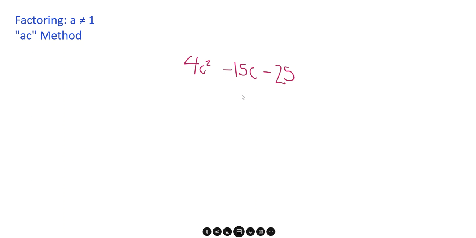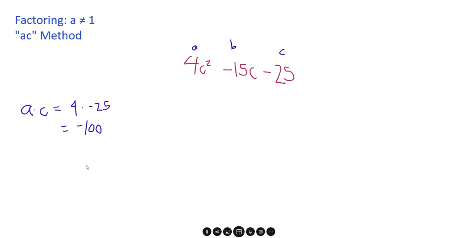So again, a little bit bigger numbers, that's okay, we can do it. We need to start with finding a times c. I'm doing this method because my a isn't 1 anymore, and the problem is a little more complicated. So I'm going to do a times c over here. Remember, a is 4, b is negative 15, c is negative 25. So since a is 4 and c is negative 25, look how I put my negative in there with my c. I'm getting a negative 100 when I do a times c.